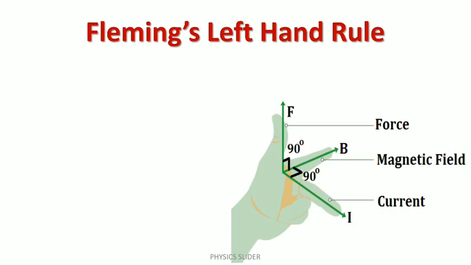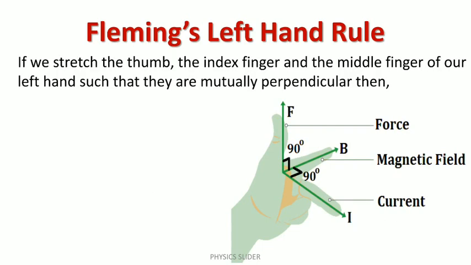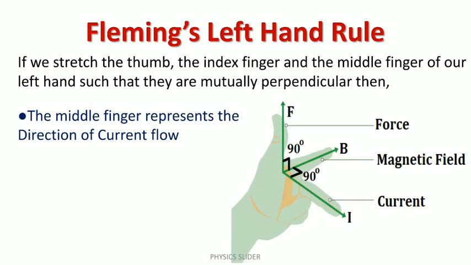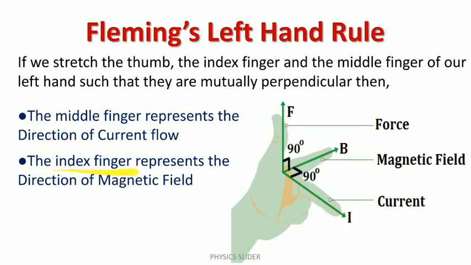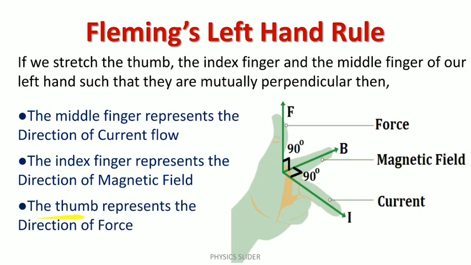So what is Fleming's left hand rule? If we stretch the thumb, the index finger and the middle finger of our left hand such that they are mutually perpendicular, meaning each two fingers have an angle of 90 degrees between them, then the middle finger represents the direction of current flow, the index finger represents the direction of the magnetic field, and the thumb represents the direction of force.